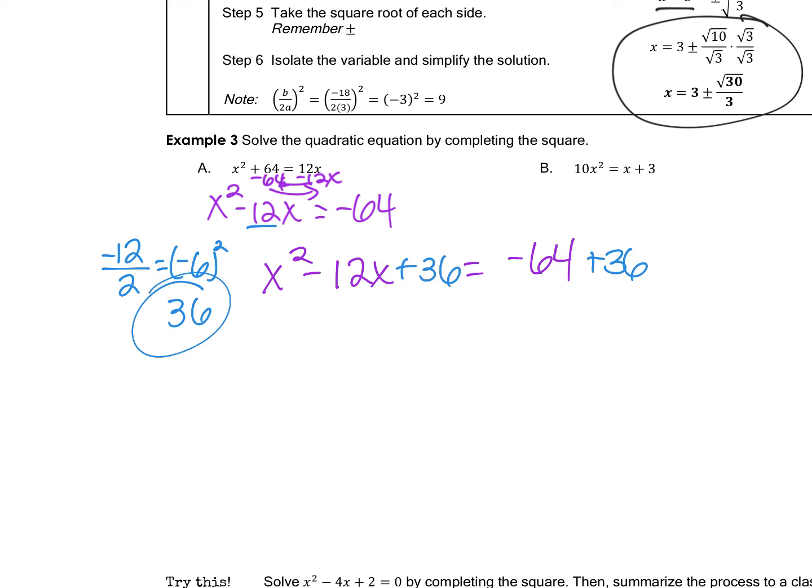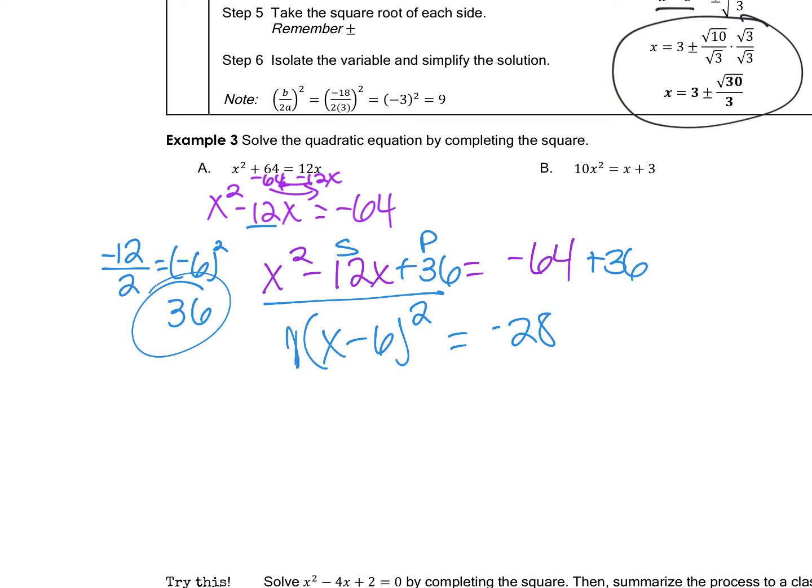So now I should be able to factor this. This should be a perfect square trinomial. I should now be able to factor it to the same 2 factors. Sum is negative 12, product is 36. So that would be a negative 6 and a negative 6. So I'm going to write it as x minus 6 squared. Excuse me. So then I'm going to do negative 64 plus 36, which would be negative 28.